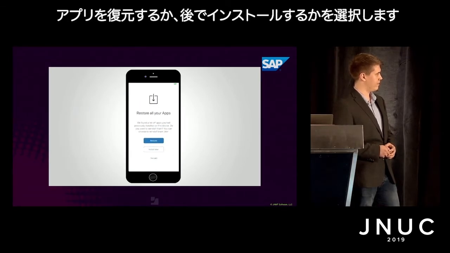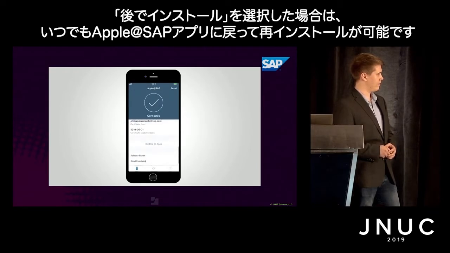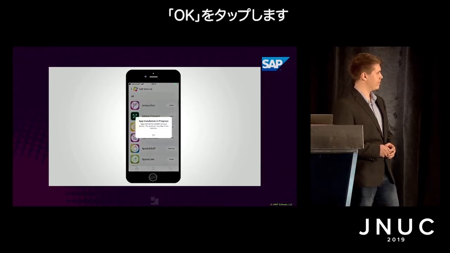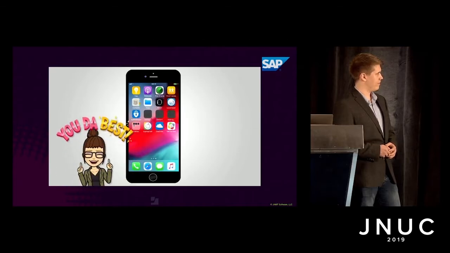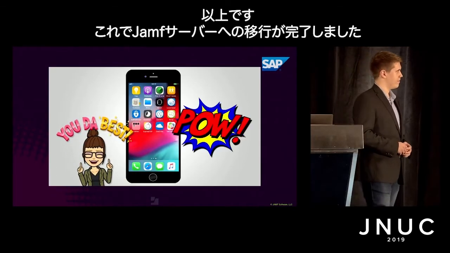Choose to restore apps or install them later. If you chose install later, you can always come back to the Apple SAP app to reinstall them. Tap OK. That's it, you're all done and have migrated to the Jamf server.